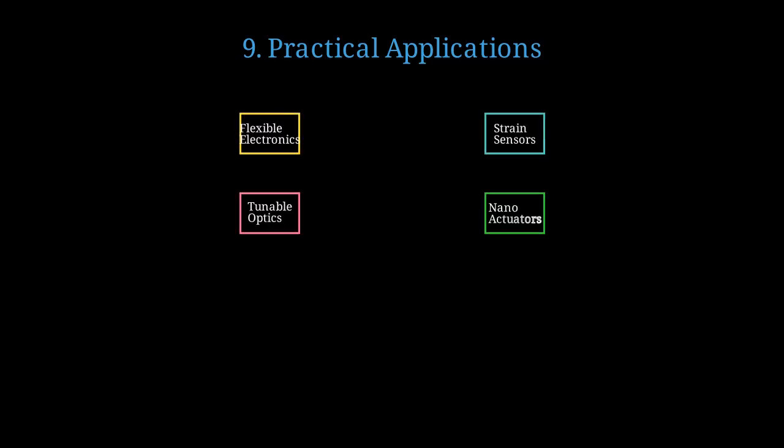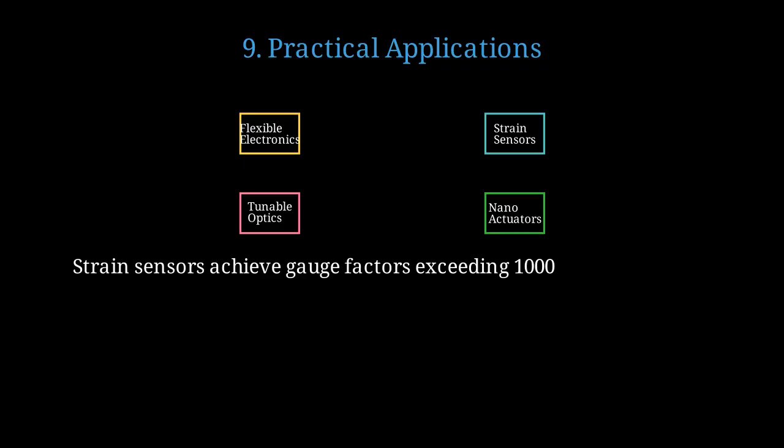These curvature effects enable revolutionary technologies. These effects enable flexible electronics, ultra-sensitive strain sensors, tunable optics, and nanoscale actuators. Strain sensors based on these effects achieve gauge factors exceeding 1,000, far superior to conventional metal strain gauges with factors of 2 to 5. Why do nanoscale strain sensors achieve such extraordinary sensitivity?